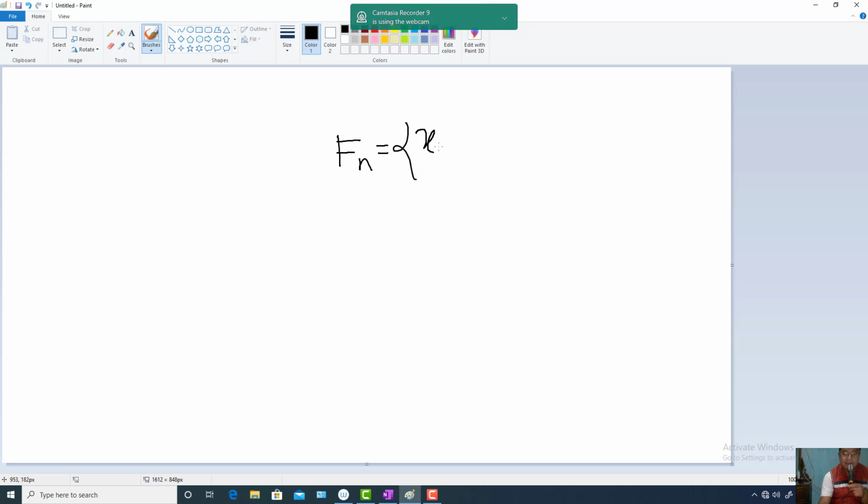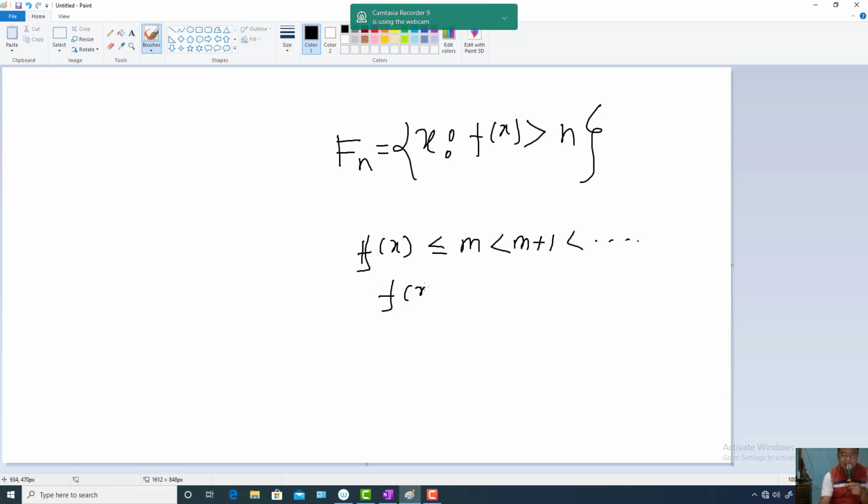Fn is defined like this. It is a collection of points x such that f of x is strictly greater than n. This is your definition of Fn. All right, so that means what? If the function is finite, what happens? If the function is finite, then f of x is less than or equal to m for some suitable m, then it will be less than m plus 1 and goes on like this.